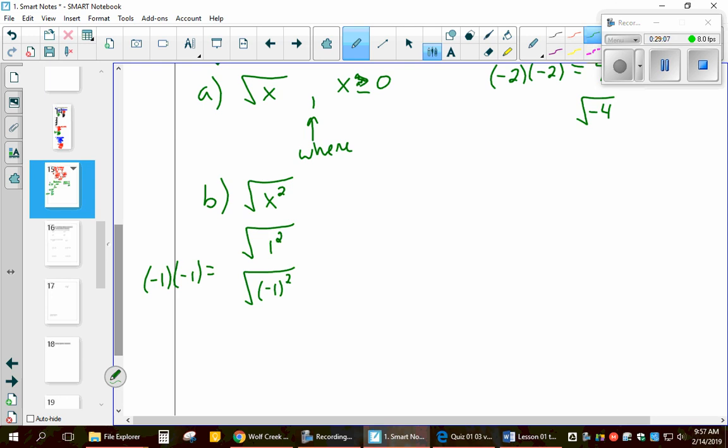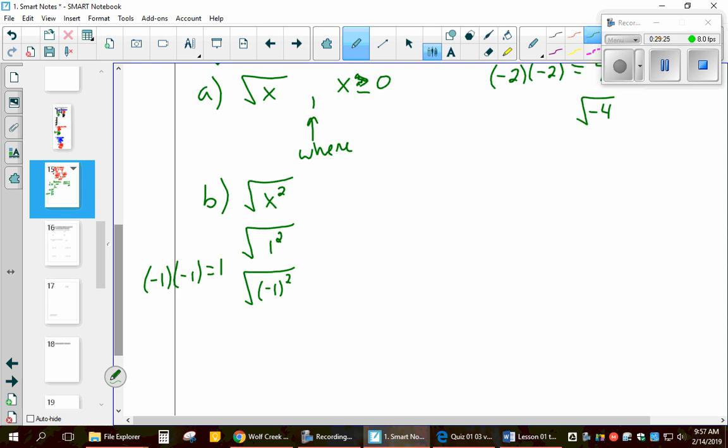Positive 1, right? Negative times negative gives you a positive. So if I square this negative 1, I've still got a positive. And then I'm taking the square root of a positive, which is fine. That I shouldn't take this, that I shouldn't.